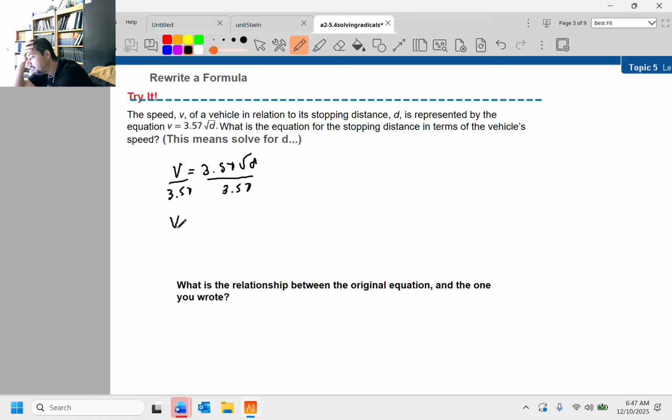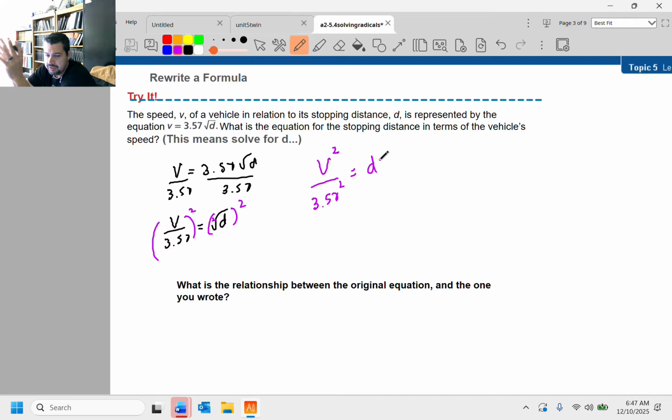There's really not anything you can do with that. It's just v over 3.57. But that's equal to the square root of d. Now, the opposite of a square root, again, unless you've been living under a rock, is to square, because that annihilates the understood 2. And this gives me v squared over 3.57 squared being equal to d. And we don't need to push buttons. We don't need to know what 3.57 squared is. We just round the thing anyways.